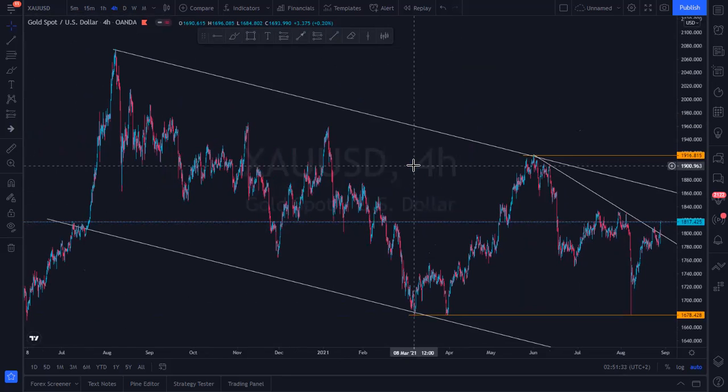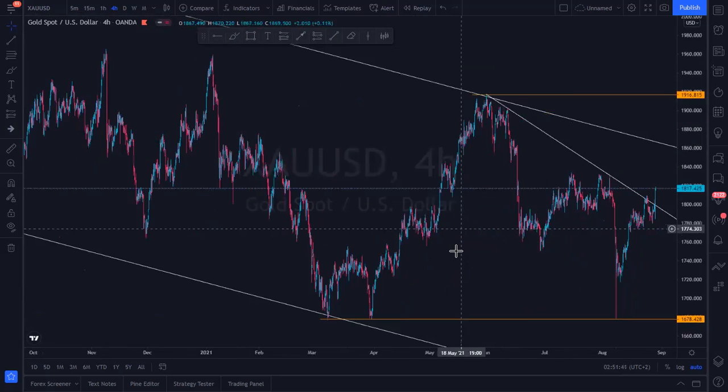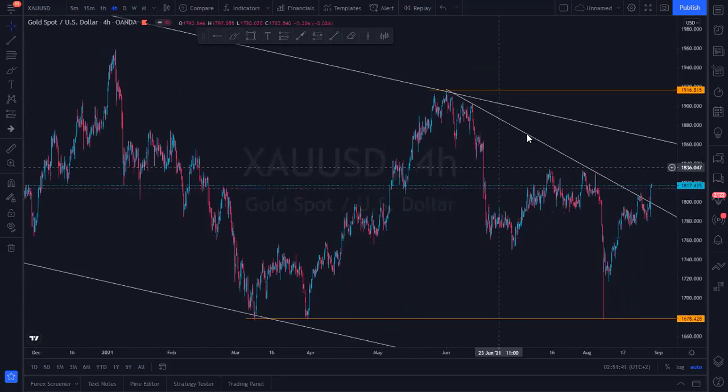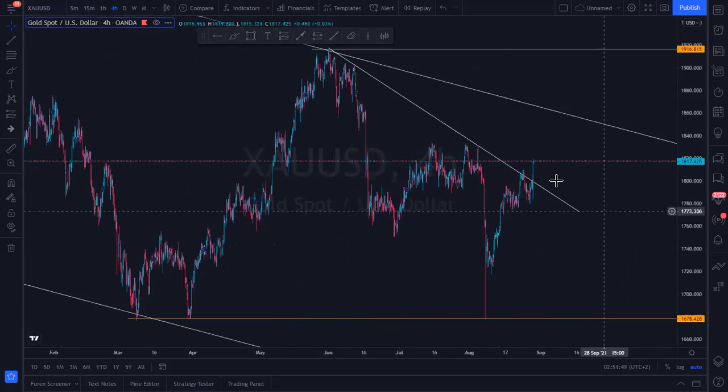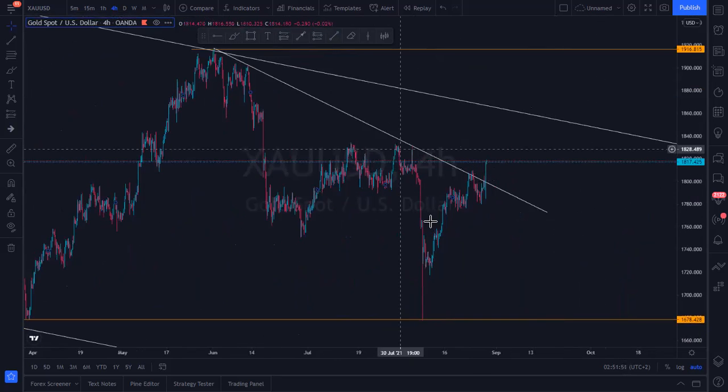So the price is still moving within the channel. So I'm going to analyze within the channel. As you can see, I drew my trend line just like that, and now the price has broken the trend line that I just drew.